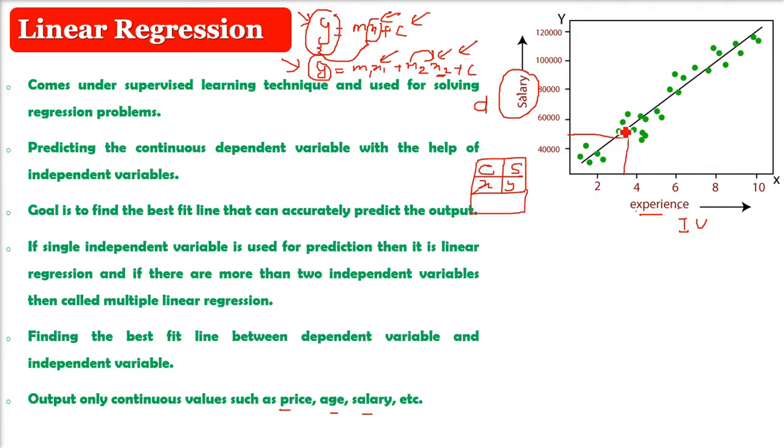So you are plotting it, and once you have done all these, you will make a line that is fitting the maximum number of points. And this is only the linear regression. Now when you are being told, okay, tell me at this point, if this is the experience, what will be the value of the salary? So this is how you will find out the salary, right?